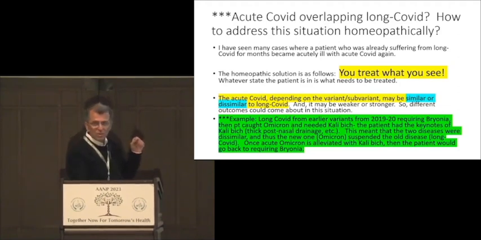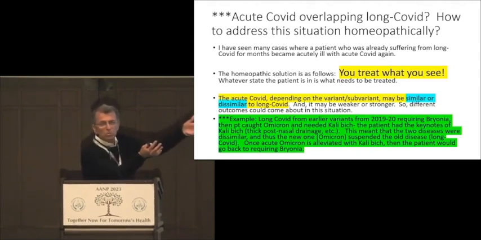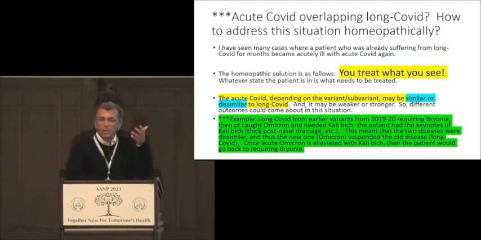You treat what you see. So if a long COVID patient catches acute COVID and they have acute COVID symptoms, you treat that. When that's gone, then you go back and treat long COVID. So whatever symptoms come up, you treat it. That's the adaptability I was talking about. We are adaptable.